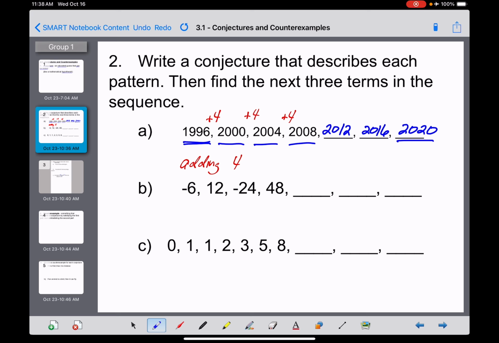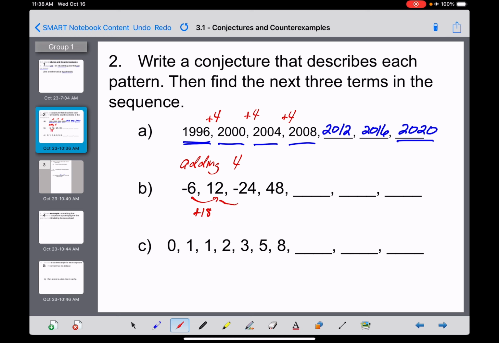Okay, let's move on to example B. This one's maybe a little bit tougher to see. We're going from -6 to +12 to -24 to +48. Now, a weird thing to notice about B is that the signs of your numbers are alternating. Negative, positive, negative, positive. And what that tells us is this is not an addition pattern the way the last one was. Just to prove that, to get from -6 to 12, we would have to add 18 to do that.